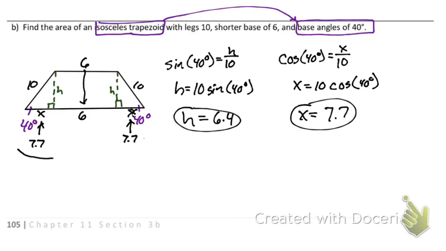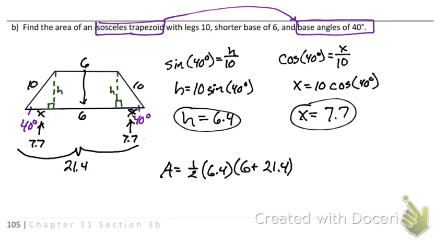So what is the total length of our base? What's our base 2? Our base 1 is 6. What's our base 2, Aryan? It is 21.4. That's all I need to come up with our area. My area is going to equal 1/2 the height, which is 6.4, times base 1 plus base 2. So that's 6 plus 21.4. I don't know that offhand either, so you're going to help me with that one.